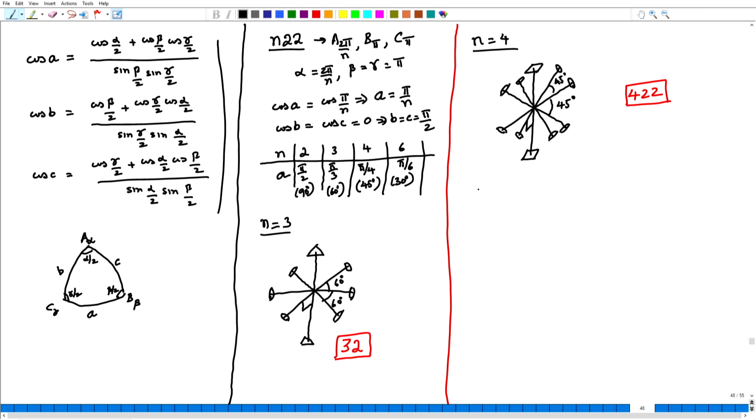Next, let us consider n equals 6. So, now I have a six-fold rotation axis around which I am going to have several two-fold rotation axes perpendicular to this six-fold rotation axis.